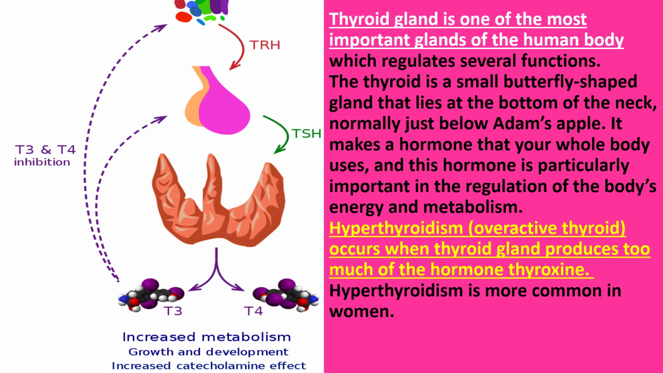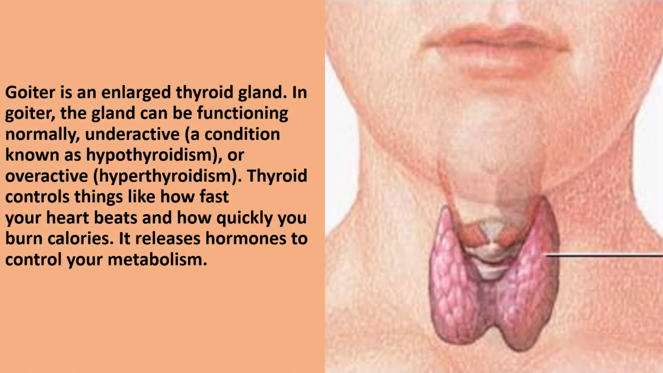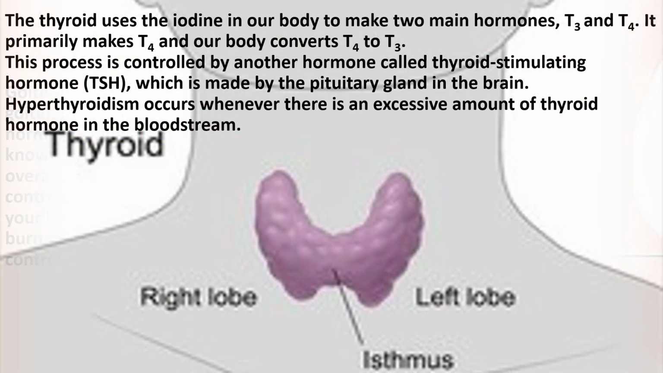Hyperthyroidism occurs when the thyroid gland produces too much of the hormone thyroxine. Hyperthyroidism is more common in women. Goiter is an enlarged thyroid gland. In goiter, the gland can be functioning normally, underactive, or overactive. The thyroid controls things like how fast your heart beats and how quickly you burn calories. It releases hormones to control your metabolism.